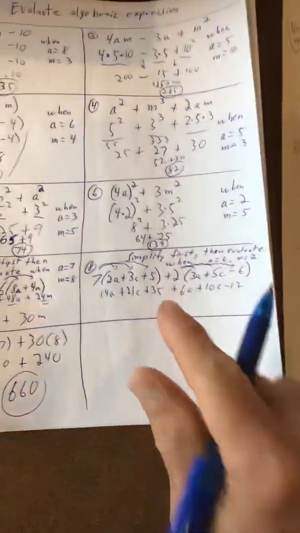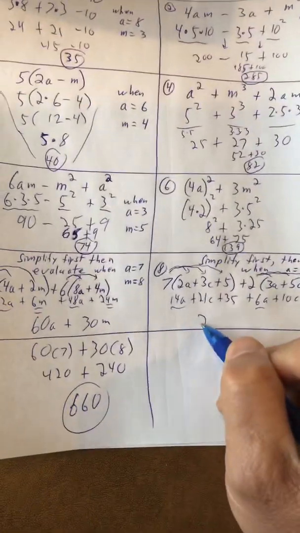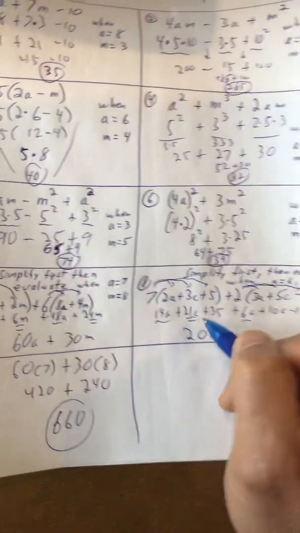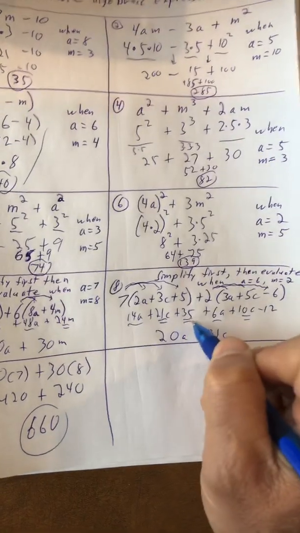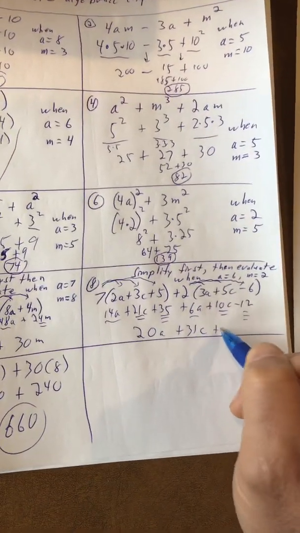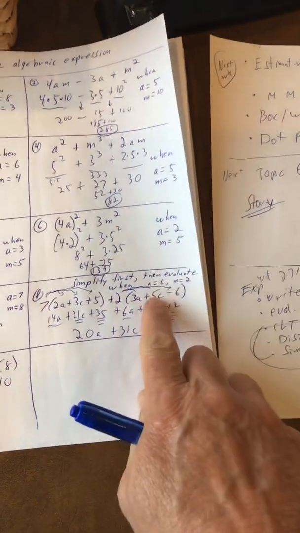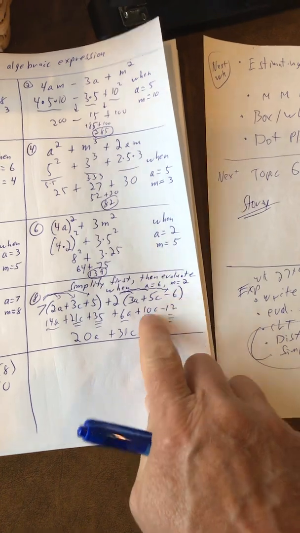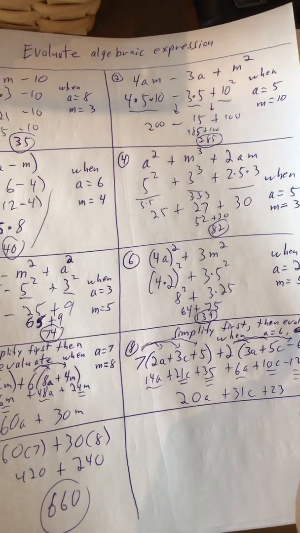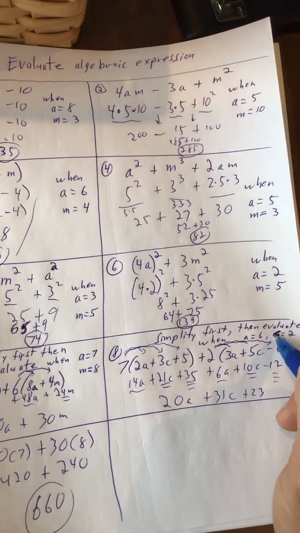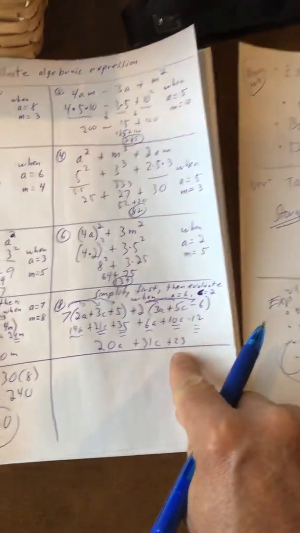I've distributed. Now I'm going to combine like terms, alphabetical. 14a plus 6a is 20a. 21c plus 10c is 31c. And 35 minus 12 is 23. So I'm done simplifying. And now, let's say this is not M, this is C, sorry. Let's change that to C. Let's say A is 6 and C is 2.